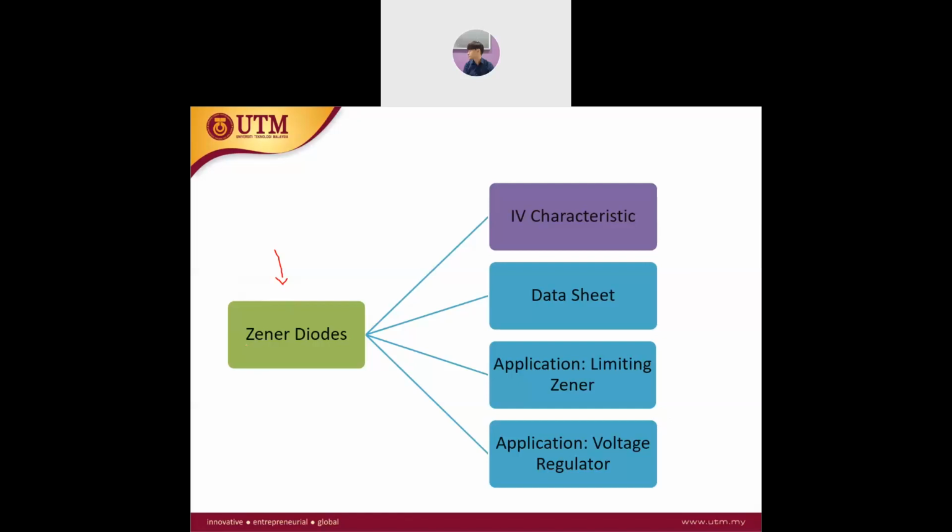So ZENER diode, Z. You're going to have a diode just like a normal diode. However, it's a ZENER diode, so you're going to have a circuit symbol with a Z here. So this is what we call a ZENER diode.